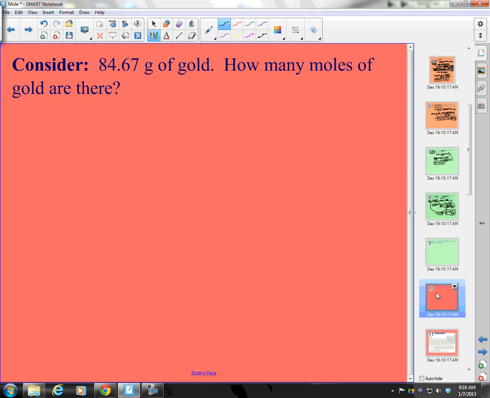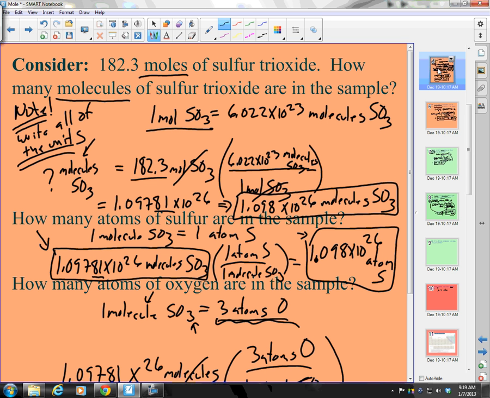Consider 84.67 grams of gold. How many moles of gold? Okay, so what am I doing? I'm going from grams to moles. Do we know how to go from grams to moles? Is grams a particle? Well, I don't quite remember. Let's see. What are my particles?